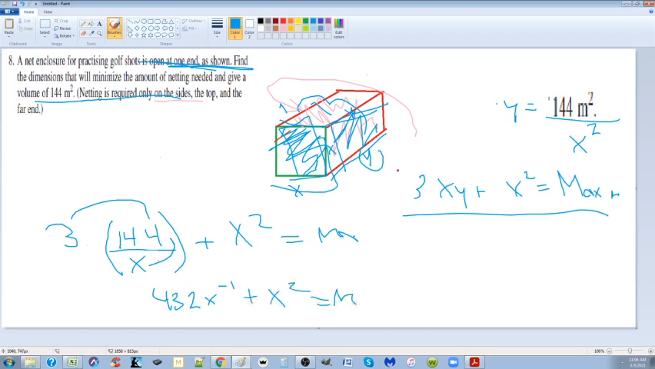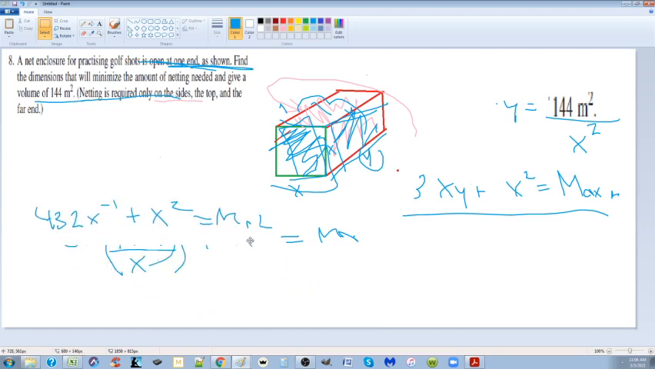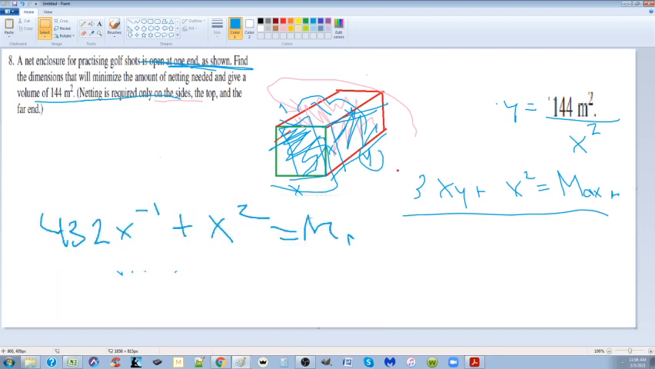So we're going to is equal to max. So now we have a rewritten version. Excuse my writing, I know it's bad. We're going to take the derivative of this. I'm going to slightly rewrite the order. I get 2x minus 432, and it becomes x to the minus 2, which was just minus 432 over x squared.